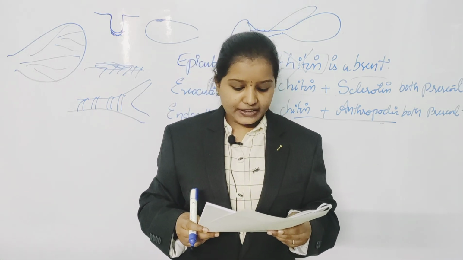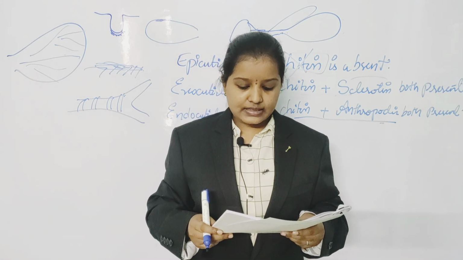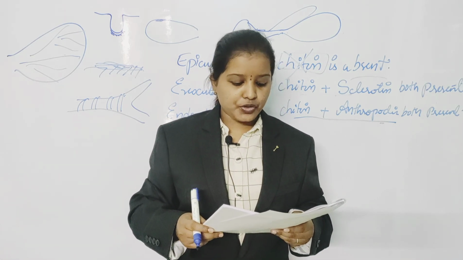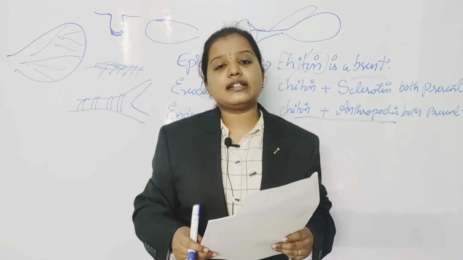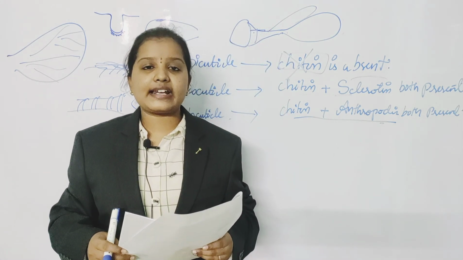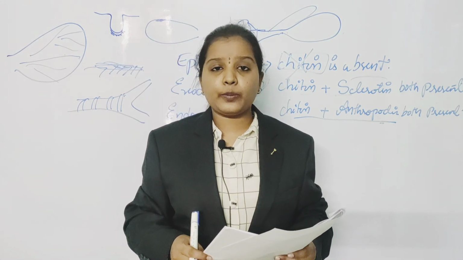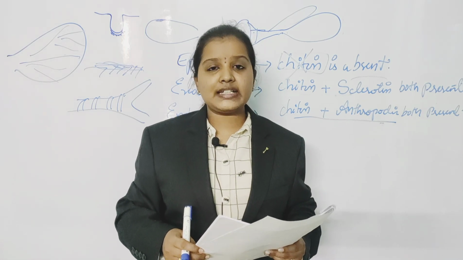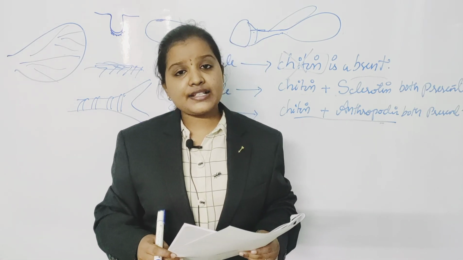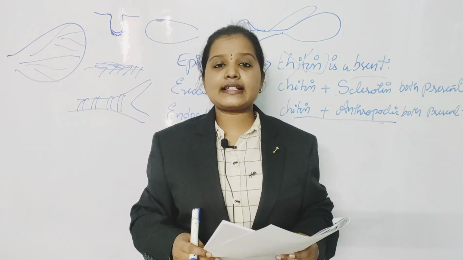In which of the following family the last larval instar possess a sternal spatula or breastbone? The sternal spatula or breastbone is a characteristic feature of the Cecidomyiids. So the family is Cecidomyiidae, and the insects which come under this family are called gall midges.